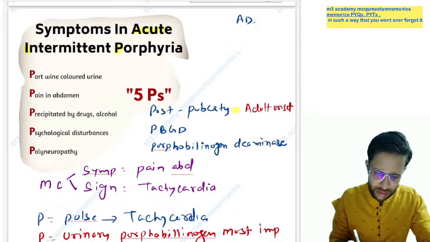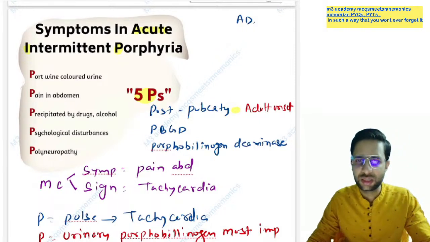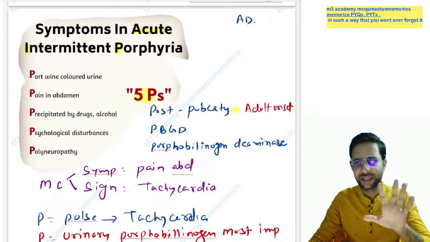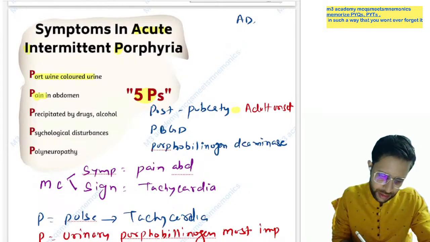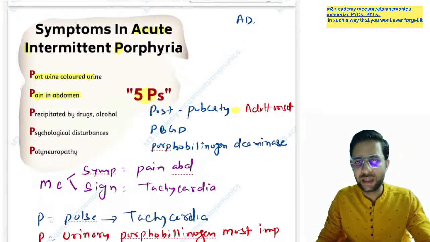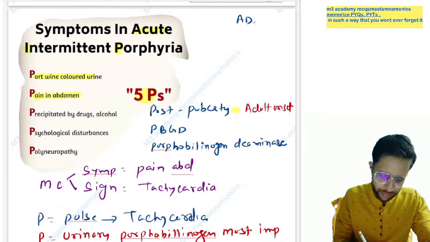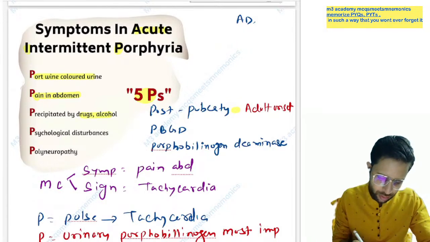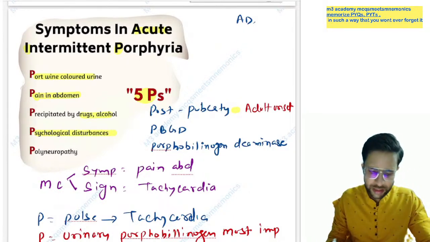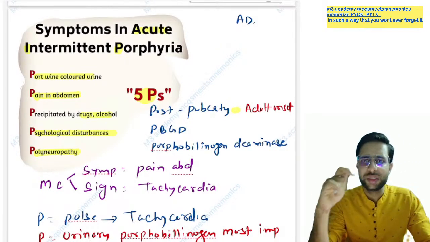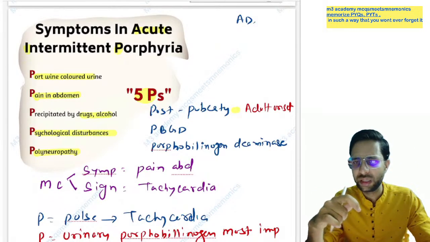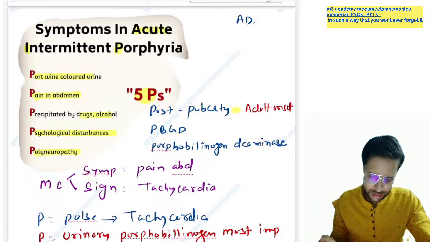So there are multiple P's in this. This is also a pre-test question. You can also see what the 8P mnemonic stands for. Port wine colored urine is there, pain in abdomen is there, which means neurovisceral symptoms. Precipitation by drugs and alcohol, psychiatric symptoms, and polyneuropathy are also present. Neuro means peripheral neuropathy, visceral means abdominal pain.